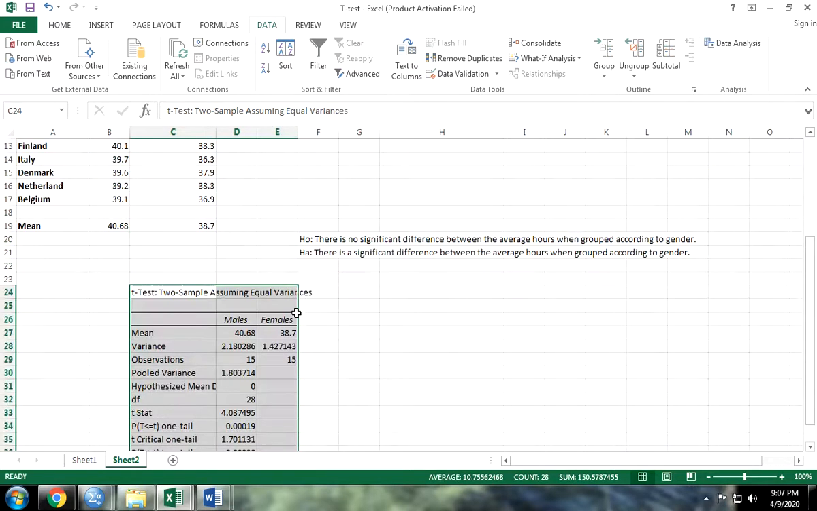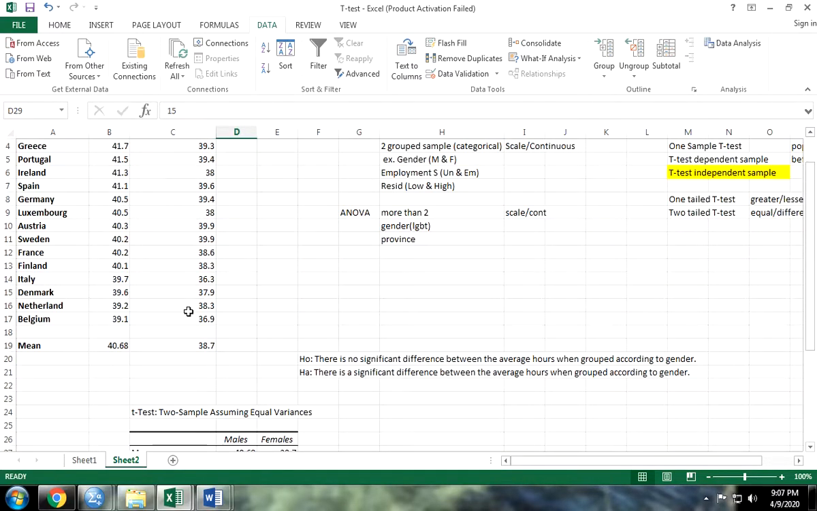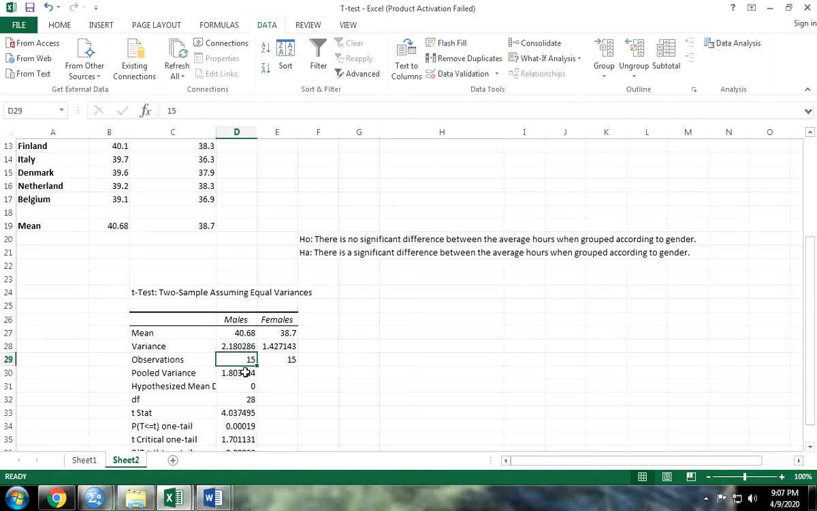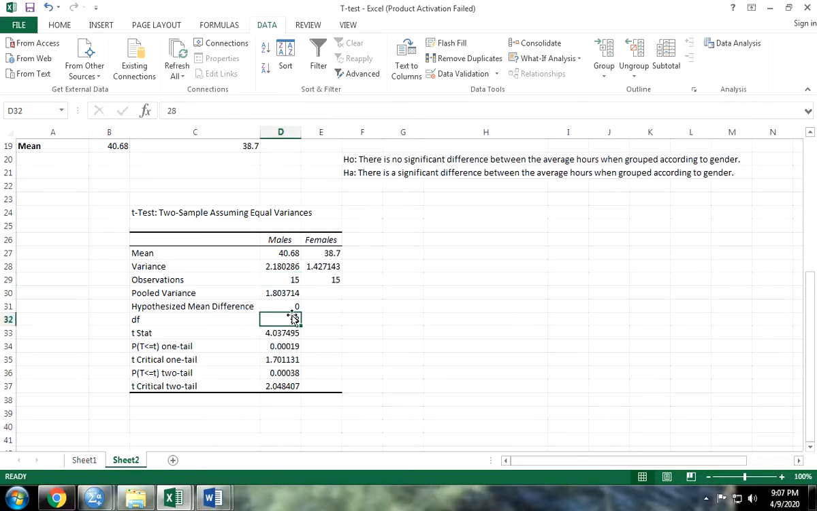The nice thing about the t-test in Excel is that it shows the mean, so we validated it, and even the variance. By the way, in manual computation we look for the variance, which is why it also shows it. The observations: how many respondents? 15 males, 15 females, a total of 30 respondents. Hypothesized mean difference, we did not enter anything there.